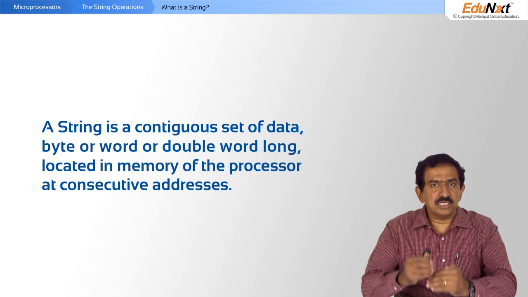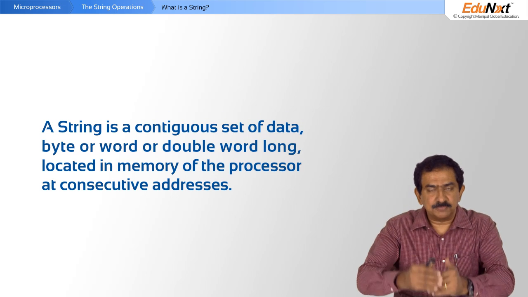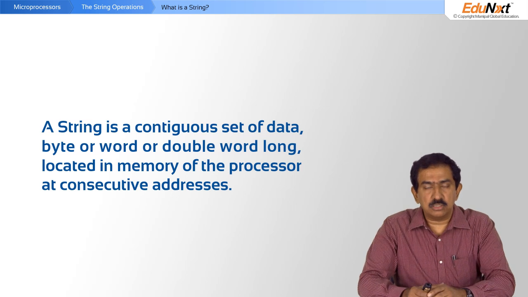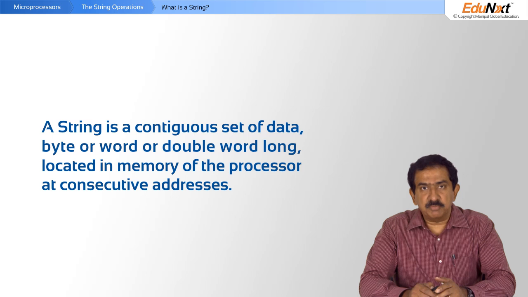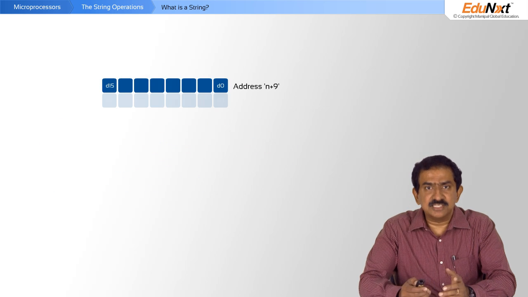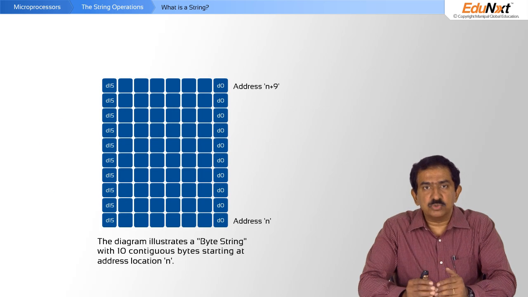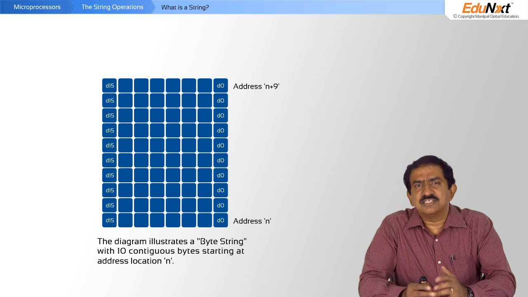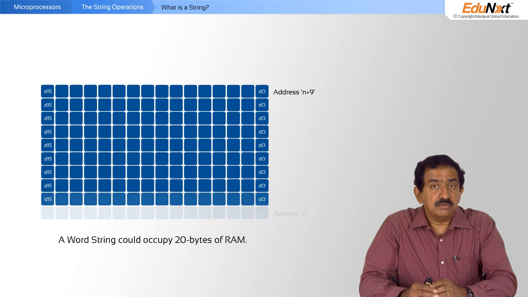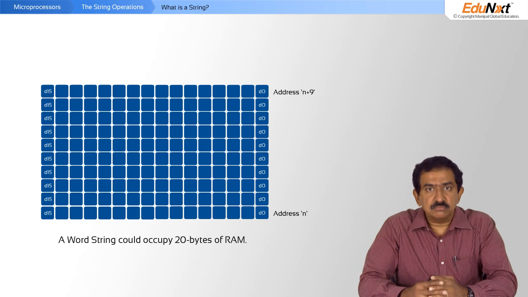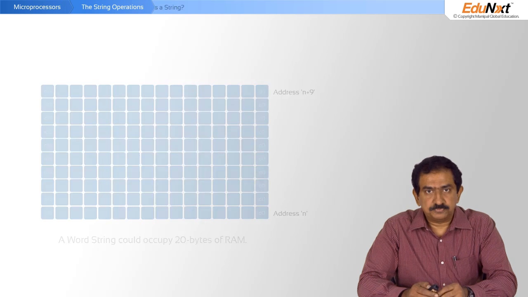So a string is nothing but a contiguous set of data, and it could be a byte long, it could be a word long, double word, doesn't matter, but it is a contiguous set of data somewhere within the memory of the processor. In this example, we have 10 contiguous bytes of data that represent some kind of information, and in this case, it's called a byte string. If this were a word, so that means it occupied 20 bytes of RAM, it would be called a word string, but again just 10 contiguous locations as far as the processor is concerned.